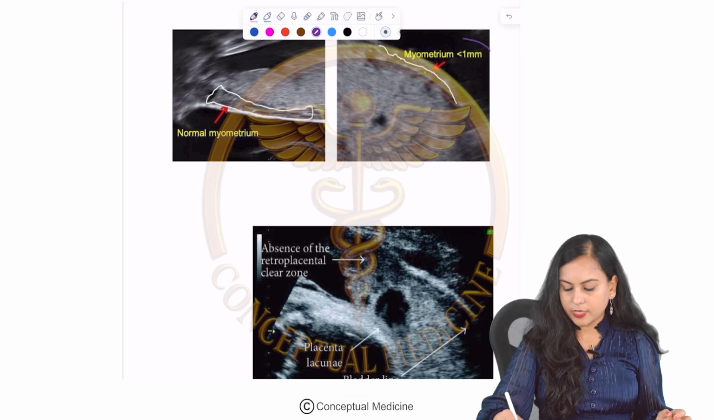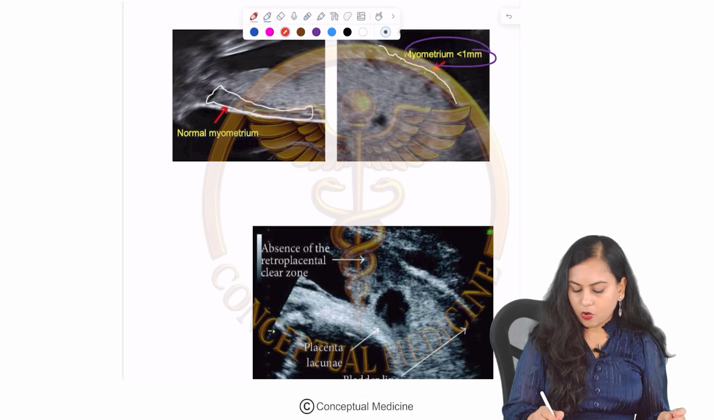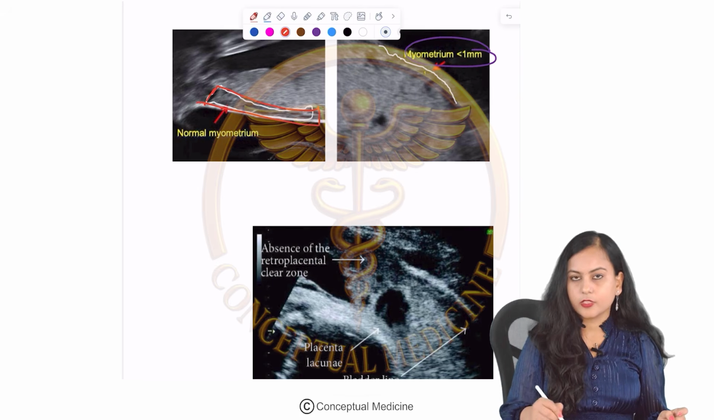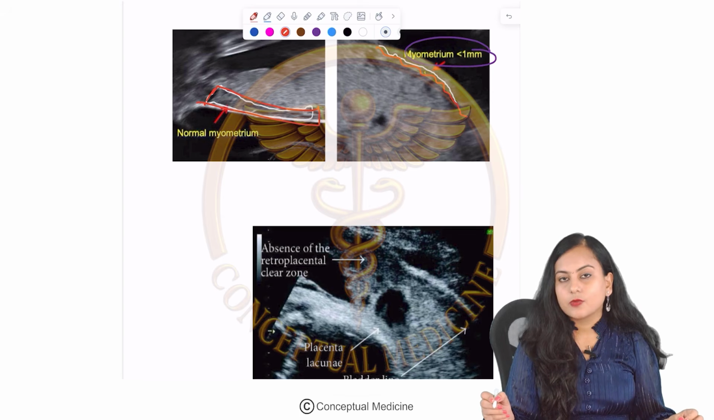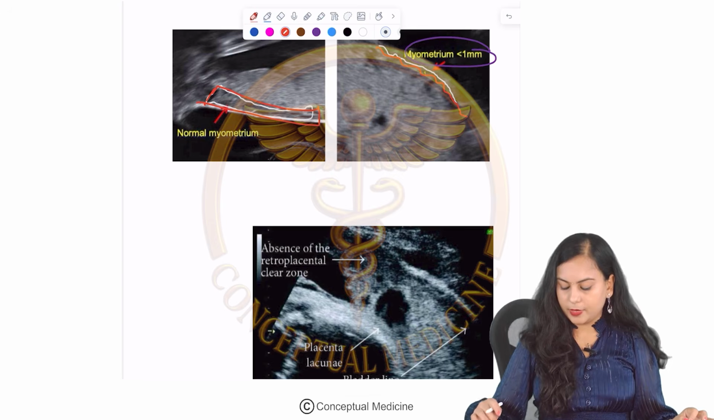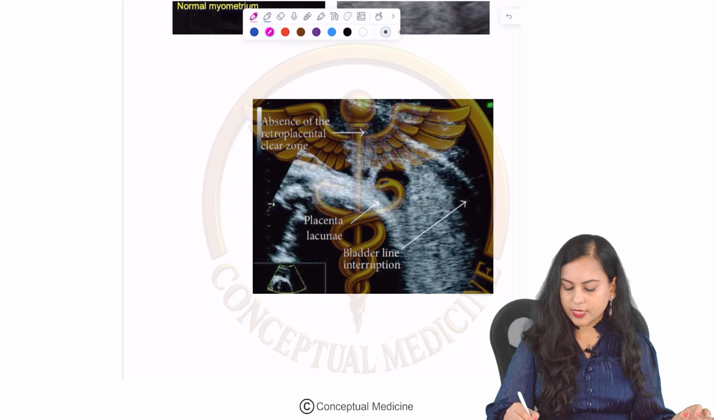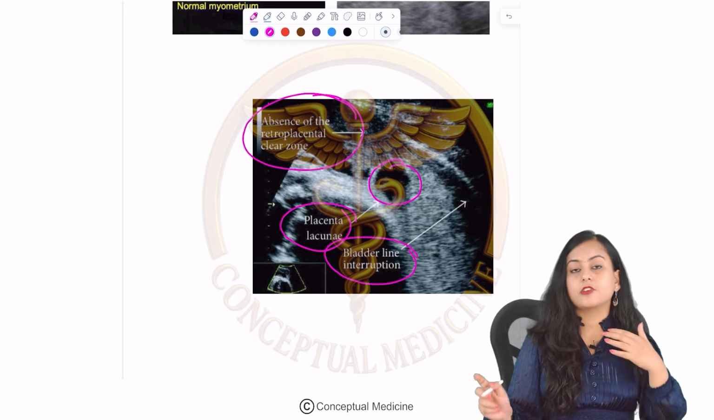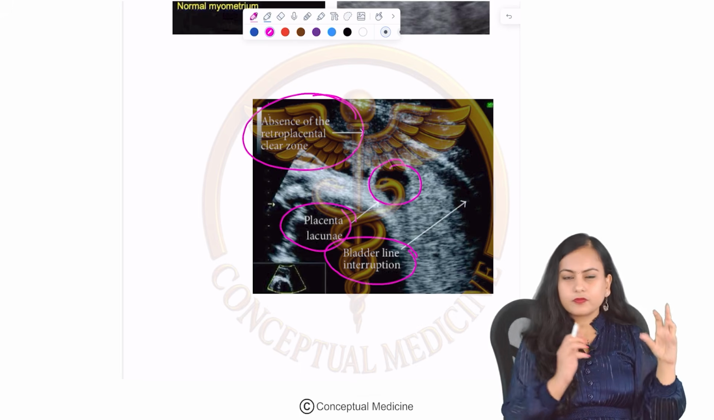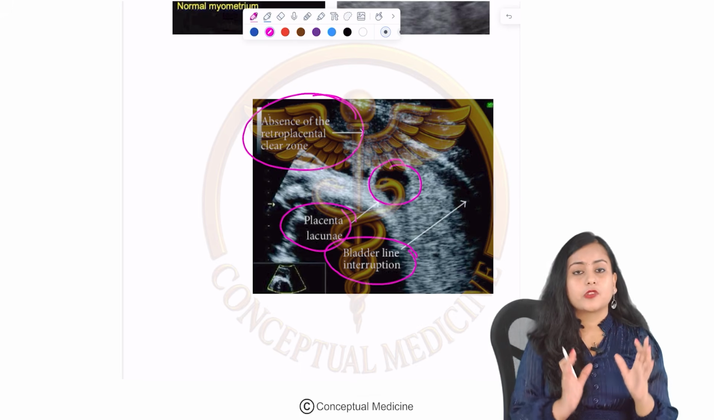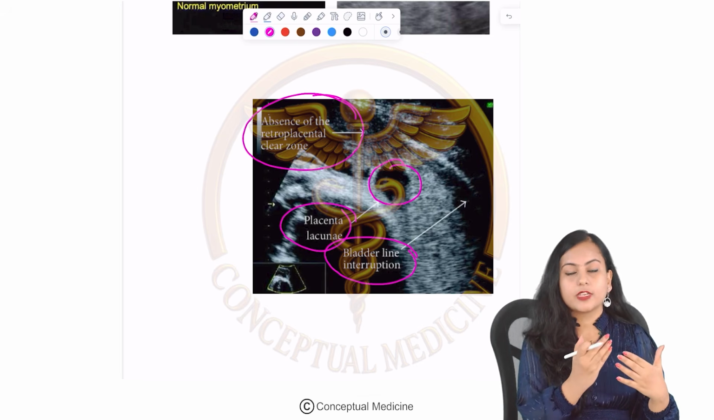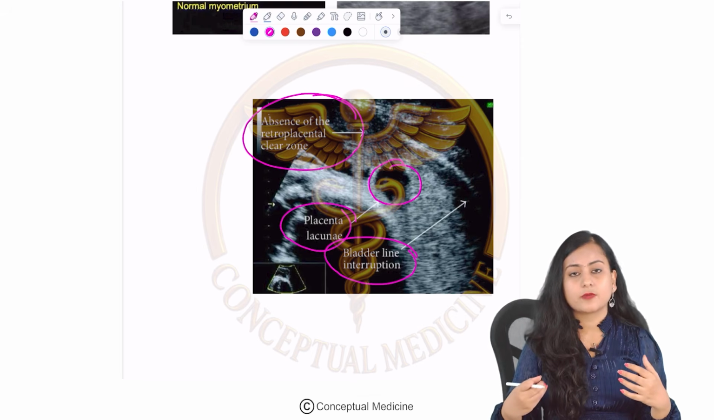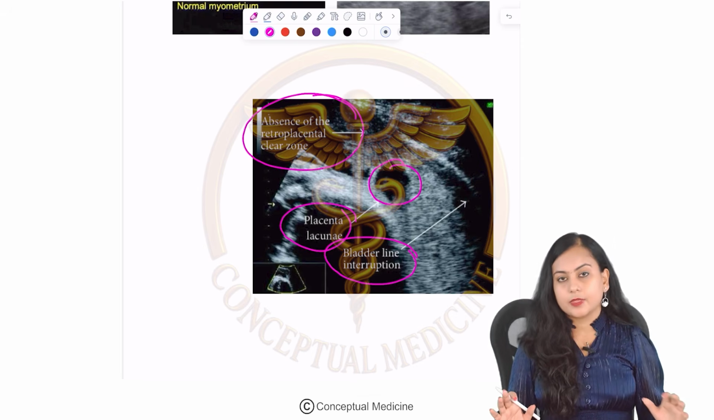So, the myometrial thinning will be there. Usually normal myometrium will be this much thick, whereas in case of PA spectrum, the myometrial thickness will be very much reduced, that is, less than 1 millimeter. And what else do you see? You see absence of the retroplacental zone, you will be able to see placental lacunae, and the bladder line interruption will also be seen. So, no need to remember this exactly, but you should have an idea. Suppose in the USG picture or in a clinical question, anywhere they have mentioned any of these features, this is pointing towards placenta accreta spectrum, right?